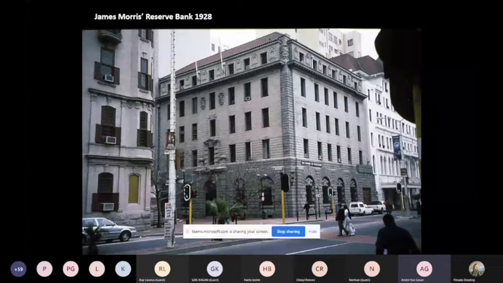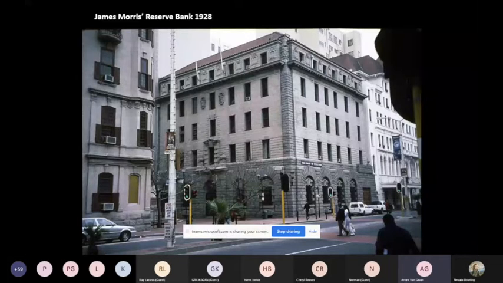Interestingly, in Johannesburg, it was admired in the architectural press there, done by James Morris, who was a prominent Cape Town architect. What was then the Reserve Bank was done, of course, in a full-blown Italian Renaissance style based on an Italian palazzo, a very finely detailed building.